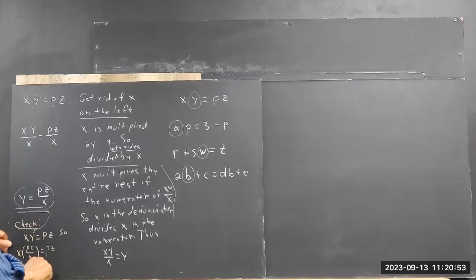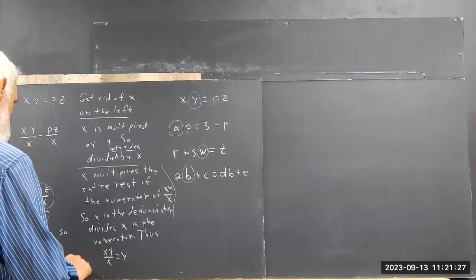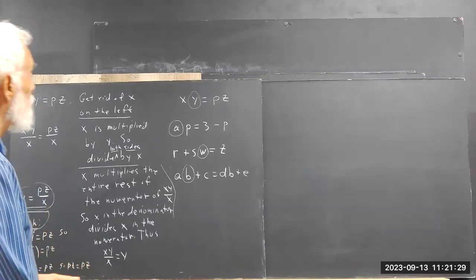x times pz divided by x equals pz. And x is, again, a factor of the numerator. x multiplies the entire rest of the numerator, meaning it's a factor. That's what it means to be a factor. The whole rest of the numerator is multiplied by x, and the denominator is x, so they can be divided, and x divided by x is 1, and that just leaves us pz equals pz, right? So there we are.